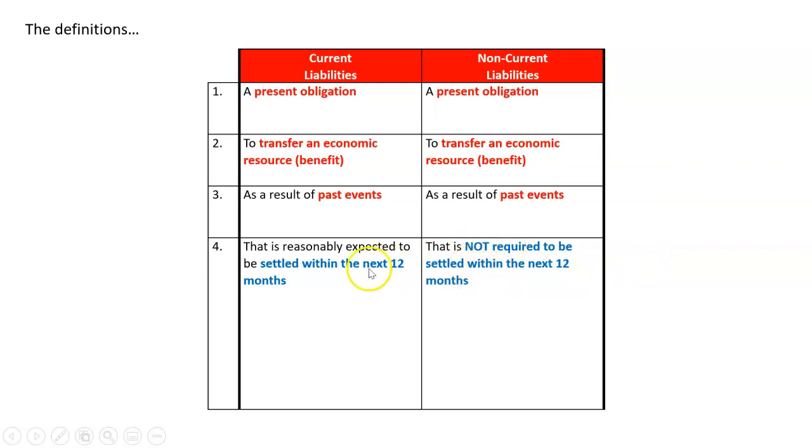So much simpler. We've got the same sort of time frame that we've got with current and non-current assets, but there's none about is the purpose to resell it and so on. We only need to worry about that with assets. With liabilities, just the date. When is it due? Next 12 months, current. Not within the next 12 months, non-current.